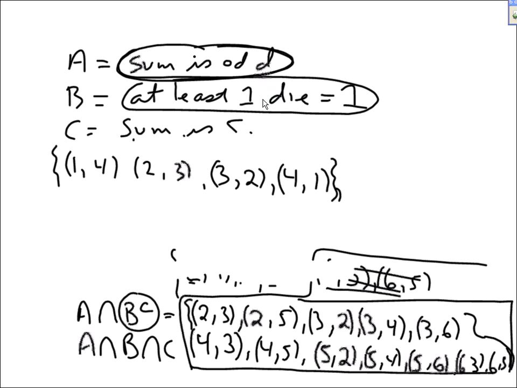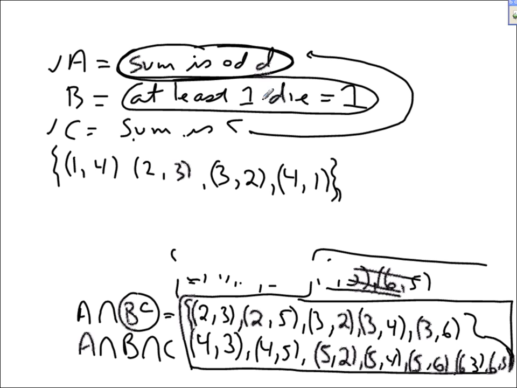Now, if the sum is 5, which is odd, then the sum is odd. So whenever C is true, A is true. So we definitely satisfied C. I made the sum 5. We definitely satisfied A. The sum is odd.